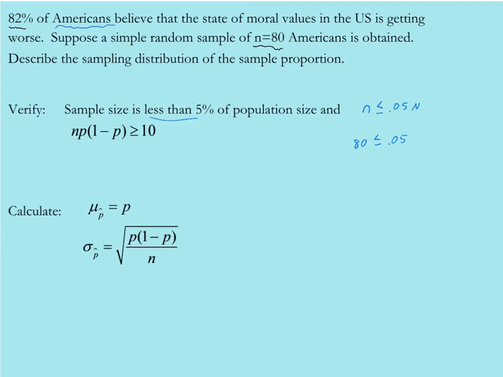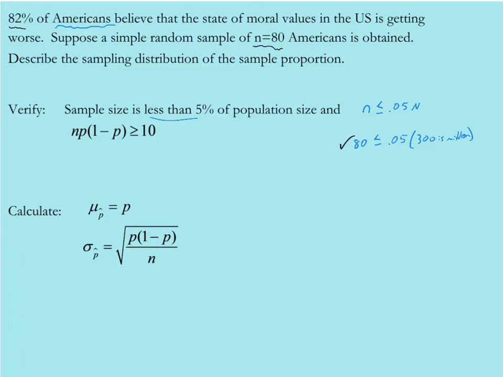Anybody know the population of America? I mean, you could look it up pretty quickly, but it's like 300-ish million. I don't know. It might even be 340 million. And that is very quickly checked off. And so I'm just going to make a check mark without even typing that in my calculator. 0.05 times 300 million is still pretty darn big. Okay, so that checks that our sample size is less than 5% of our population.